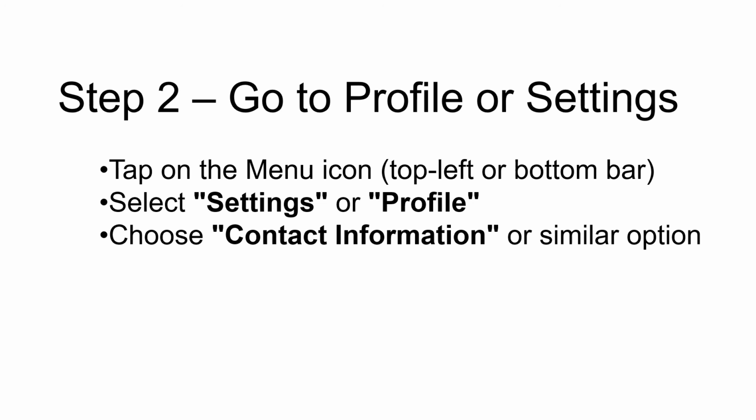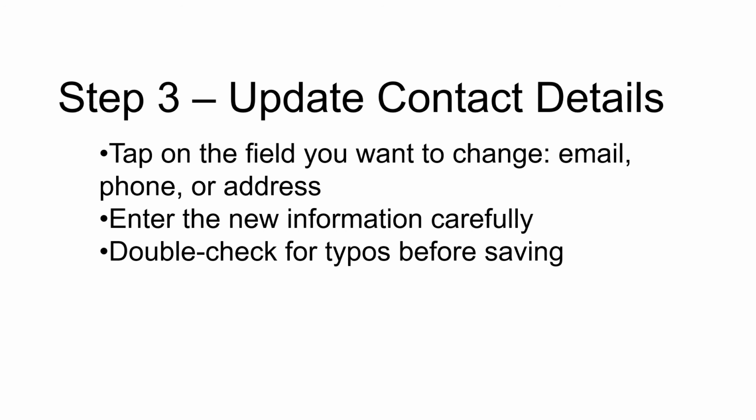Next, tap on the menu icon. You'll usually find it at the top left or bottom of the screen. Then go to Settings or Profile and tap on Contact Information or something similar. Now you can update your information.